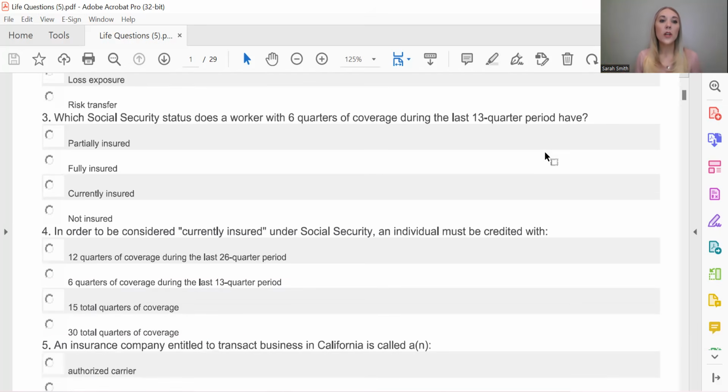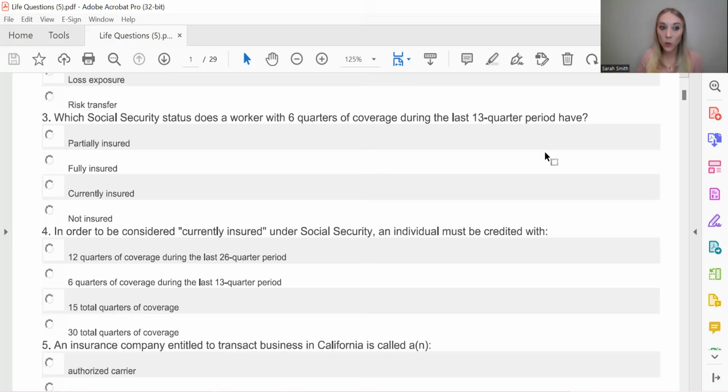3, which Social Security status does a worker with 6 quarters of coverage during the last 13 quarter period have? Now this one is a memorization one. You're just going to have to memorize it. I don't really know how to sit here and work it out for you guys. This one's going to be currently insured.